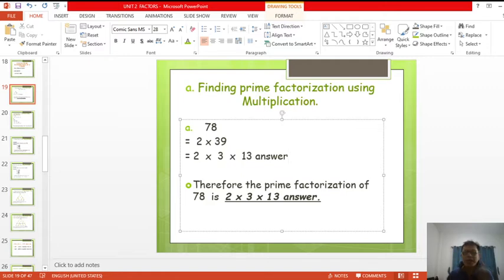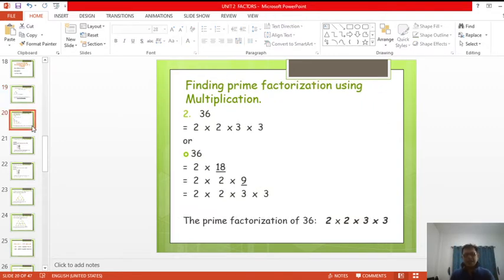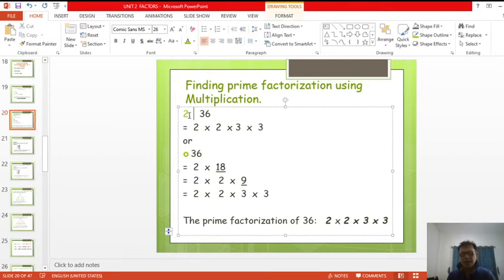Let's have one more example for this. Another example for this method, finding prime factorization using multiplication, is this: find the prime factorization of 36. I want to change this to Example B so that there will be no confusion. 36. So again, look at that.